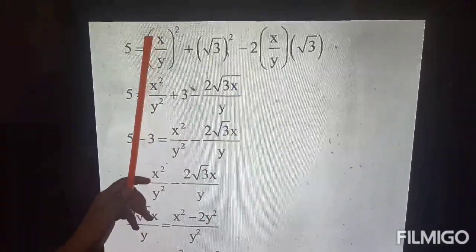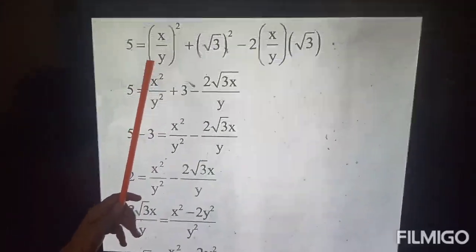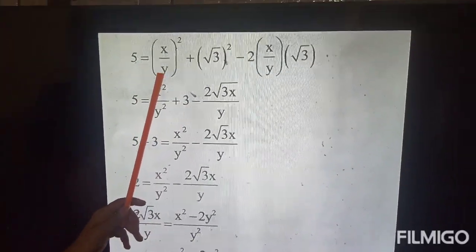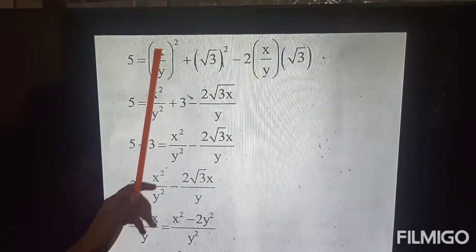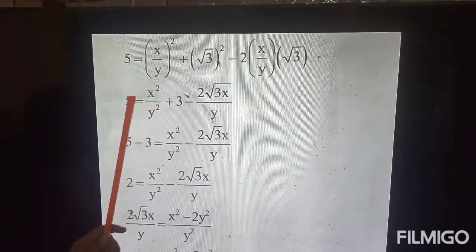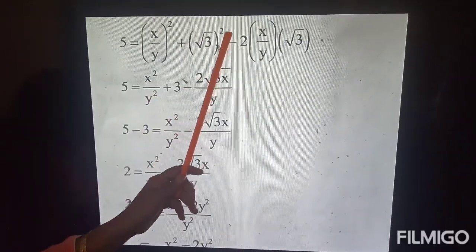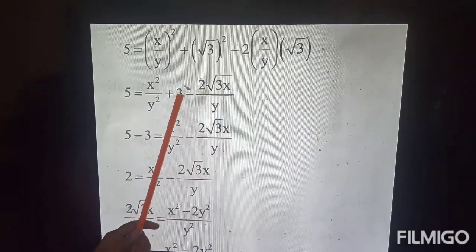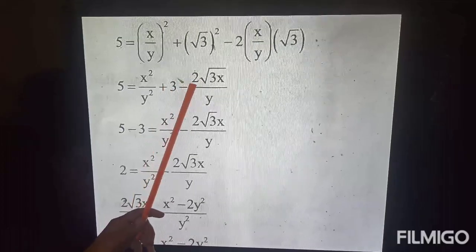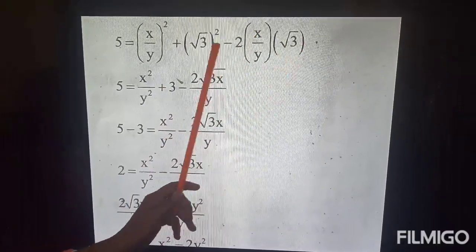a square means here inside, x by y is there. Both up and down I have to square it. It becomes x square by y square plus root 3 whole square, where square and root cancel each other, only 3 remains. Minus 2 as it is, I have to multiply these two.